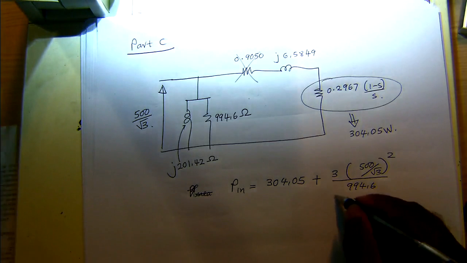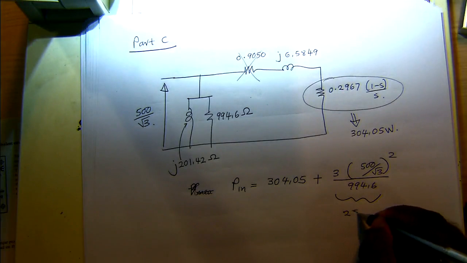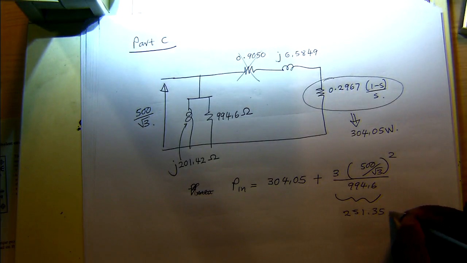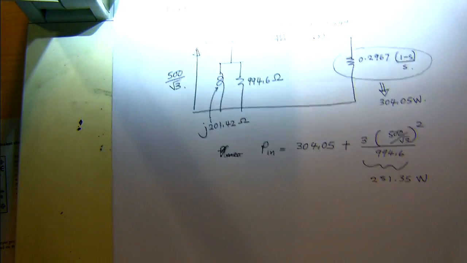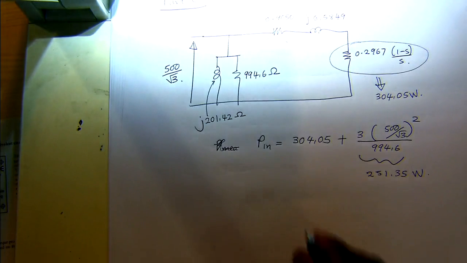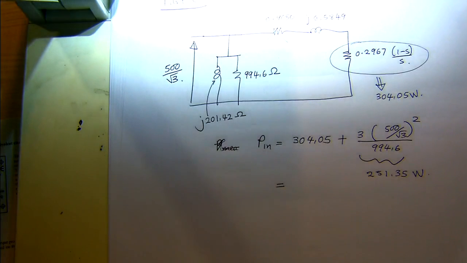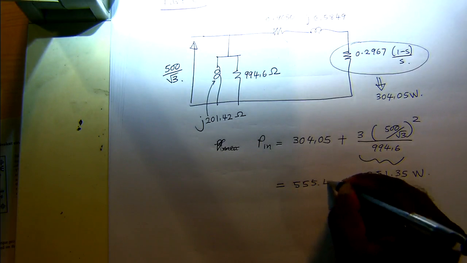So here we have 251.35 watt plus the no load rotational losses. That's the amount of power that you have to feed into the motor, which is 555.4 watt.